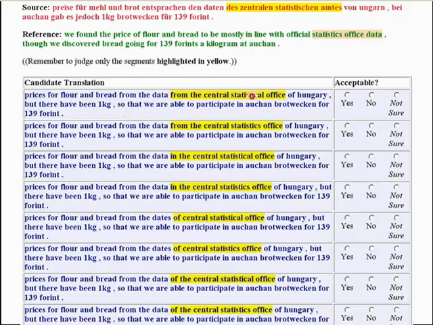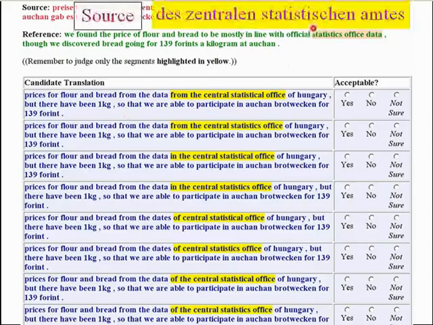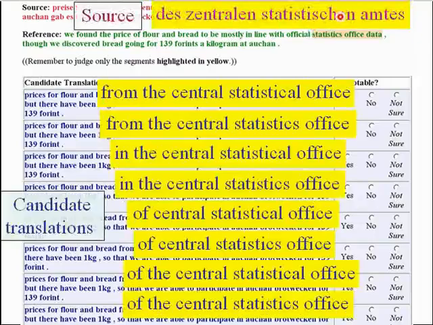Here's another example with a somewhat longer substring. So again, the source substring, and here's a number of possible translations for it. And we ask them to tell us for each one whether it's acceptable or not.